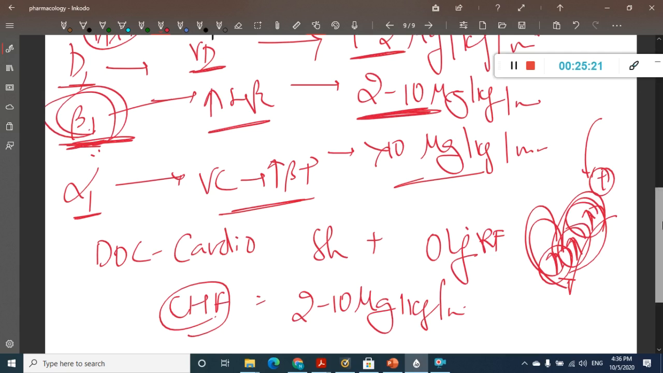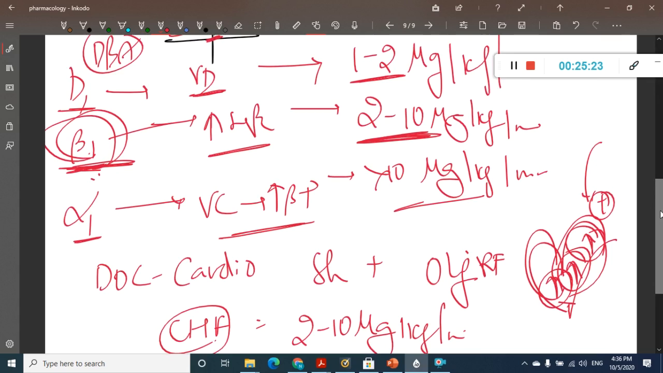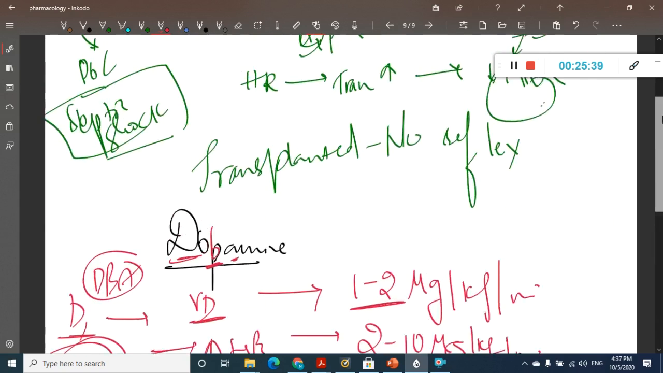About dopamine, you have three receptors: D1, beta 1 and alpha 1. D1 causes vasodilatation at 1 to 2 microgram per kg per minute. Beta 1 increases heart rate, so the dose at which it is activated is 2 to 10 microgram per kg per minute. Alpha 1 causes vasoconstriction, and the dose at which it is activated is more than 10 microgram per kg per minute.